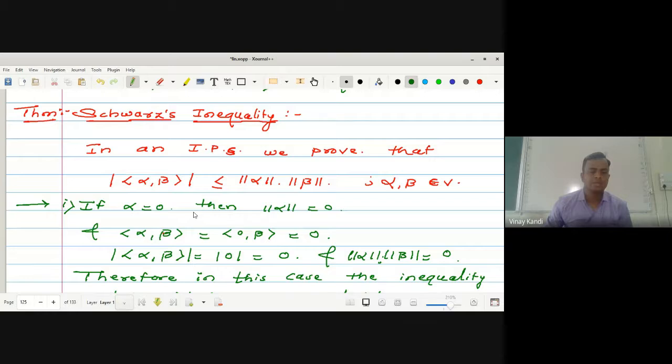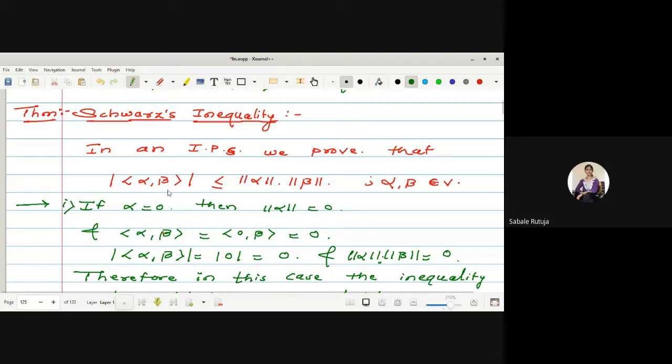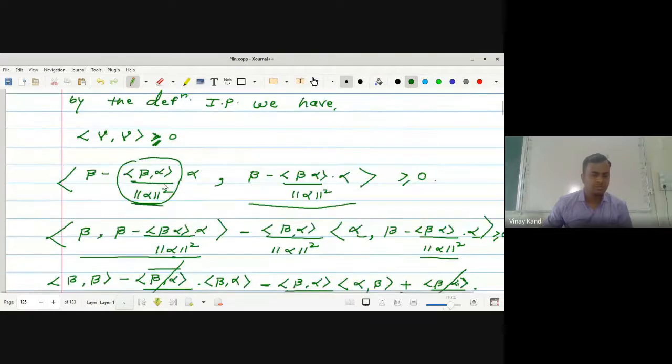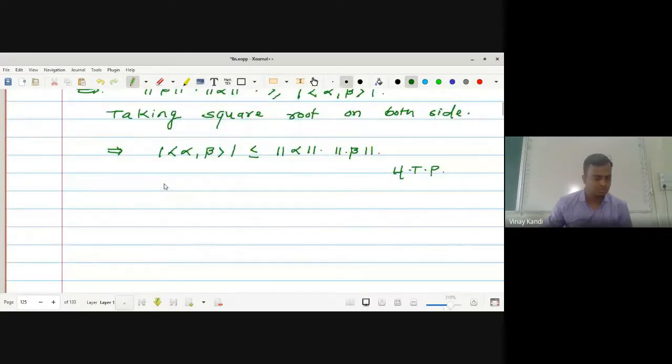Any doubt? No, sir. Okay, now the next inequality is the triangle inequality. Okay, now tell me when this inequality becomes equality. When does this inequality become an equality?